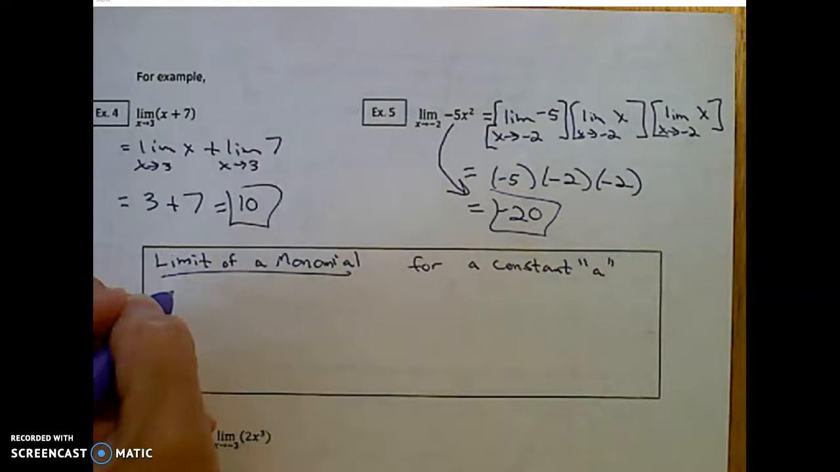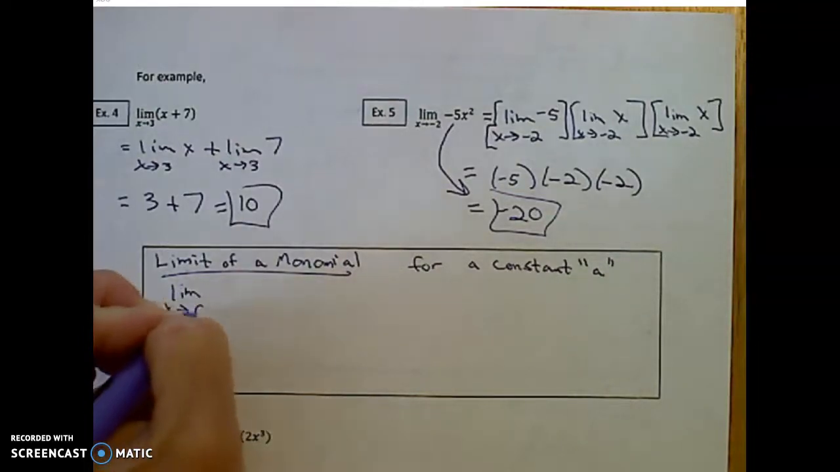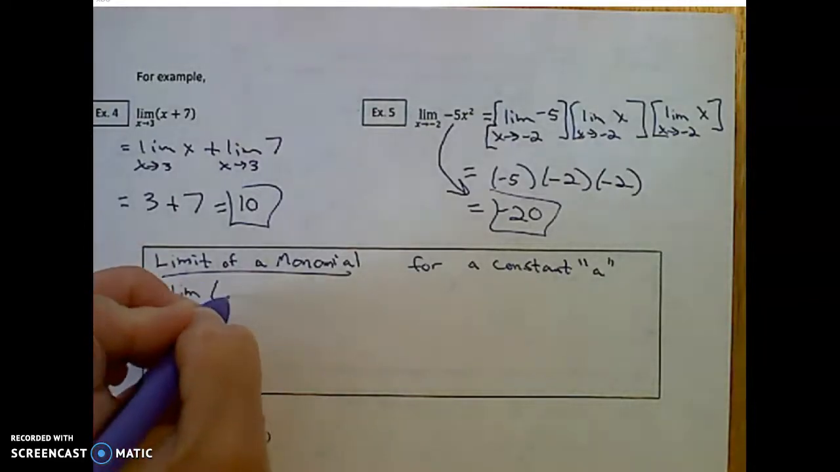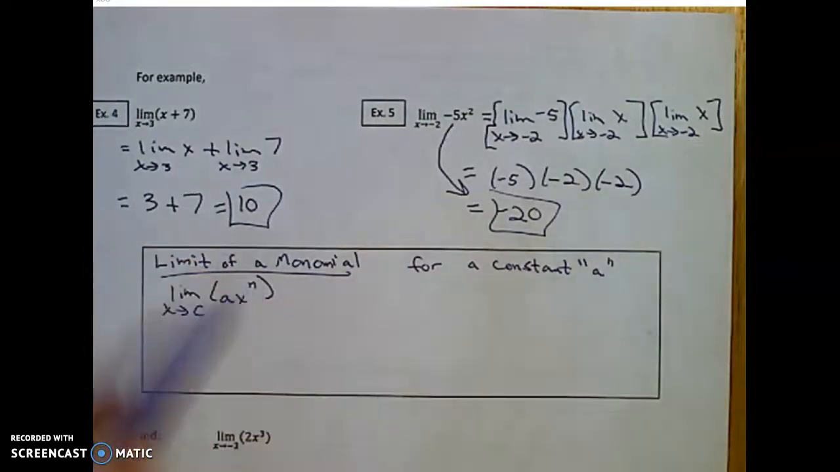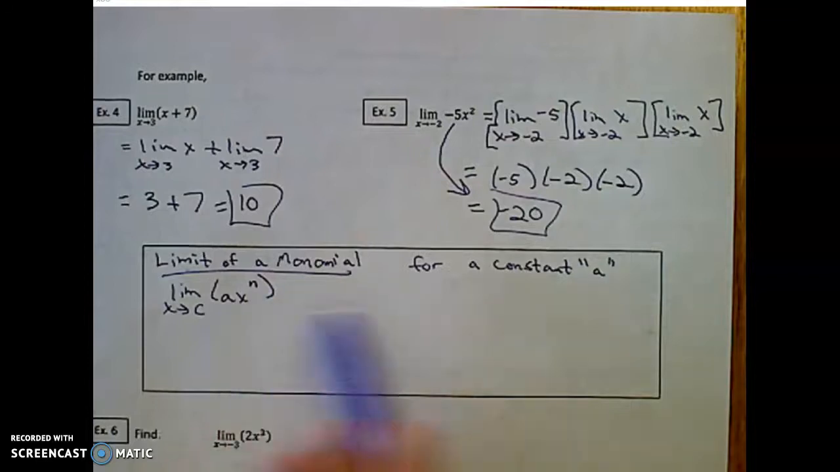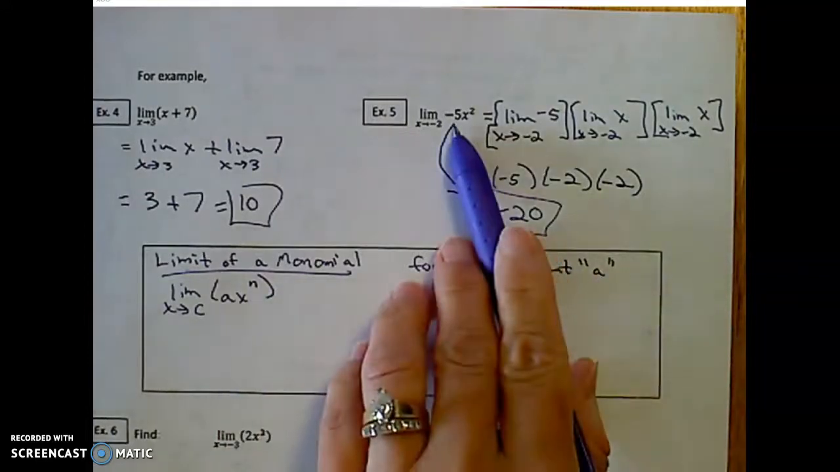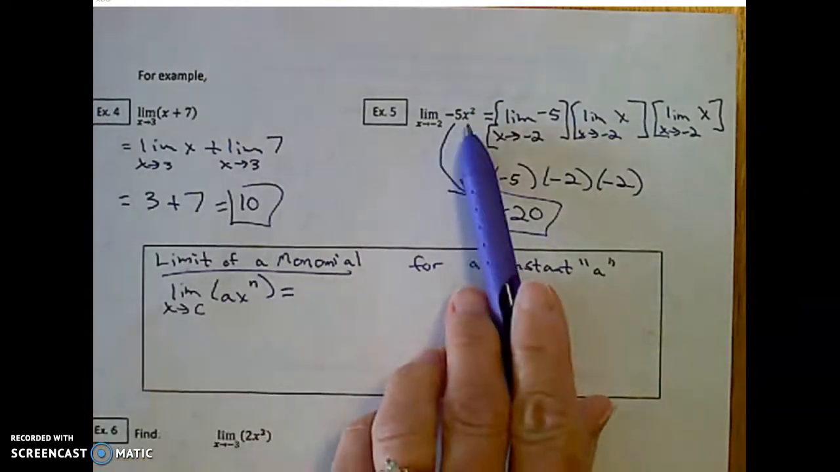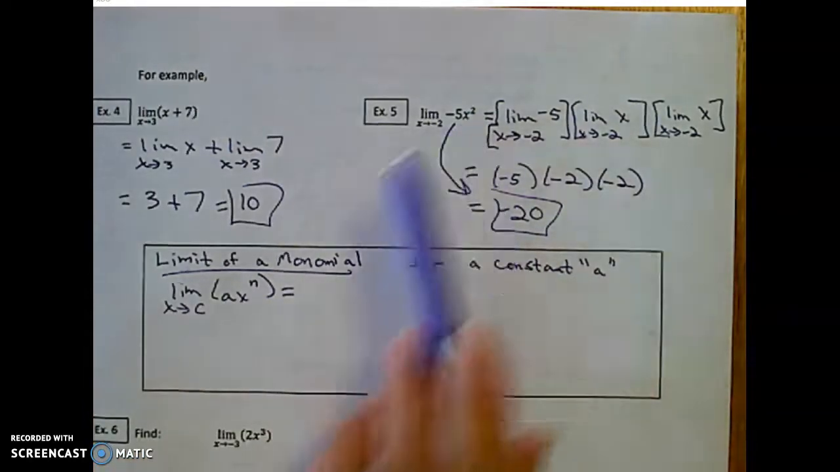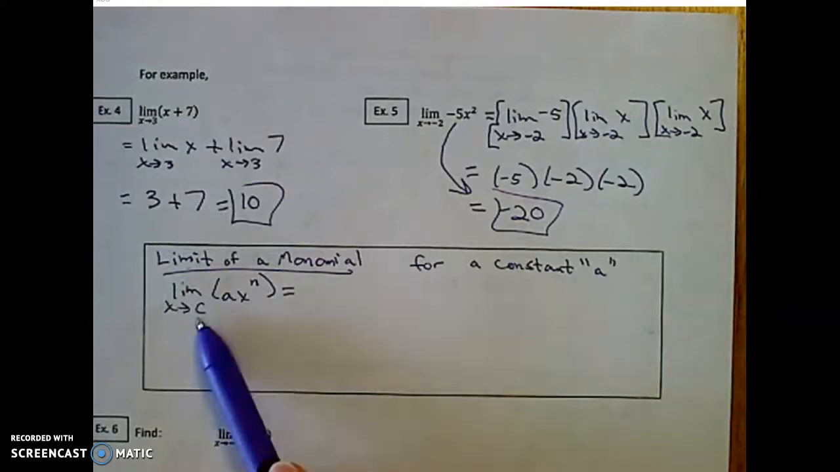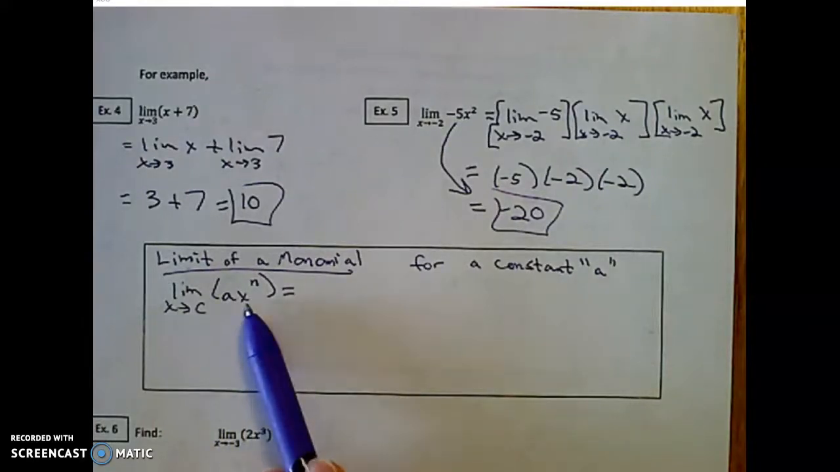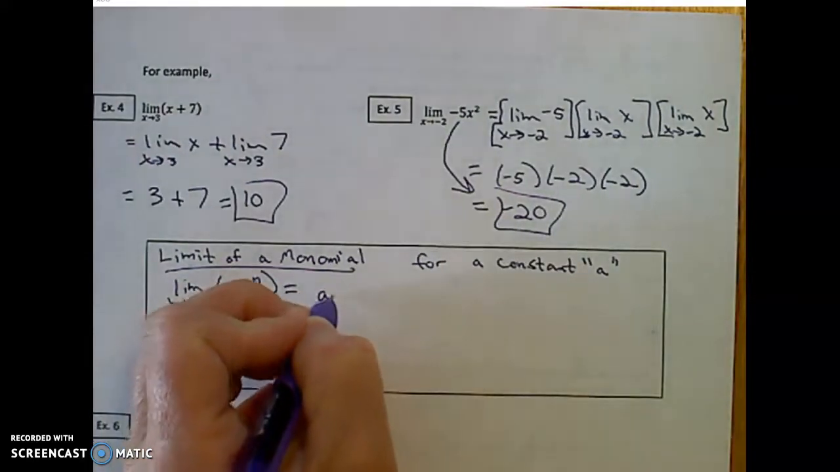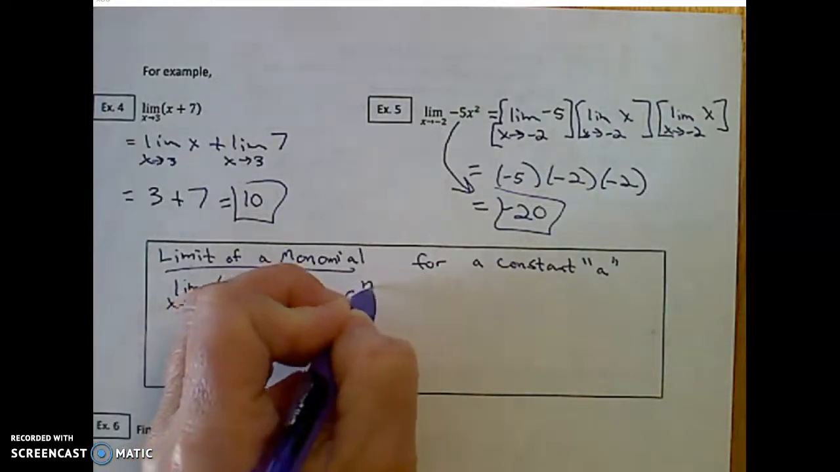And you're right, that's a nice property of limits. We start to see that the limit as x approaches some number c of a times x to the n, whatever that a value is, it's a constant, that coefficient. Really, what you want to do is just plug in that value of c. So yes, we can just evaluate a times that number c to the n.